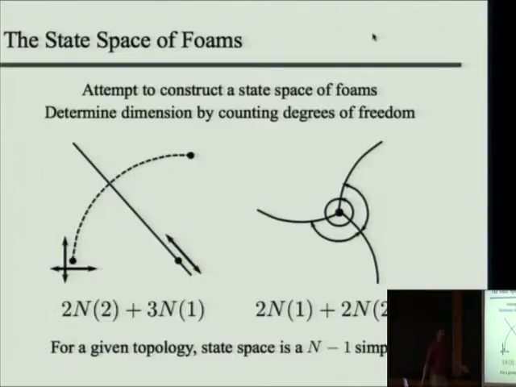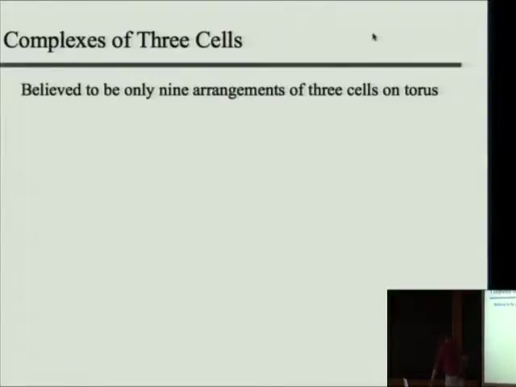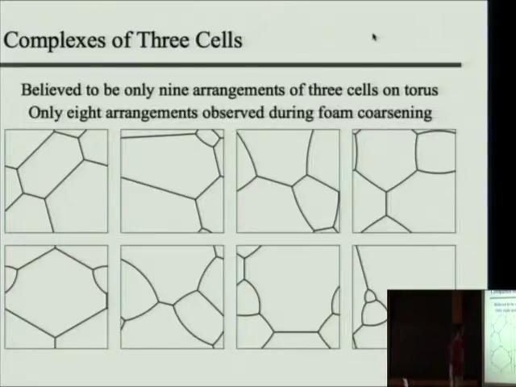Let's look at this for a small number of cells. For a small number of cells, this simplex is going to be low enough dimension that we can actually visualize it. So let's take just 3 cells on the torus. I think there's only 9. I haven't proved this. But not only do I think that there's 9, we actually only see 8, which is kind of curious. There's one additional one here that I haven't drawn that we just never see.